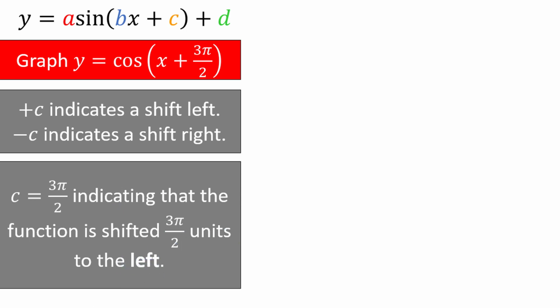Now, this is backwards for many people. Many people would like to believe that a positive value for c indicates a shift to the right, but it isn't. A positive value for c is actually a shift to the left. So why is that the case?